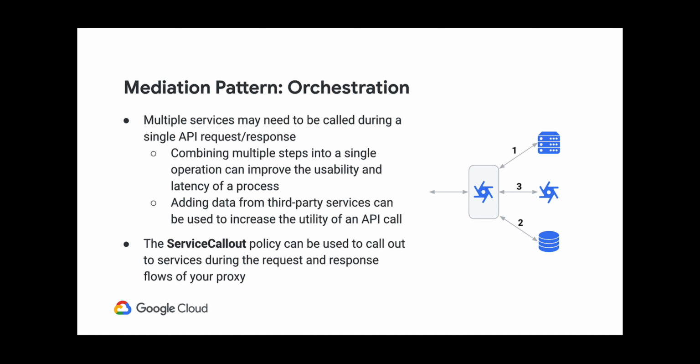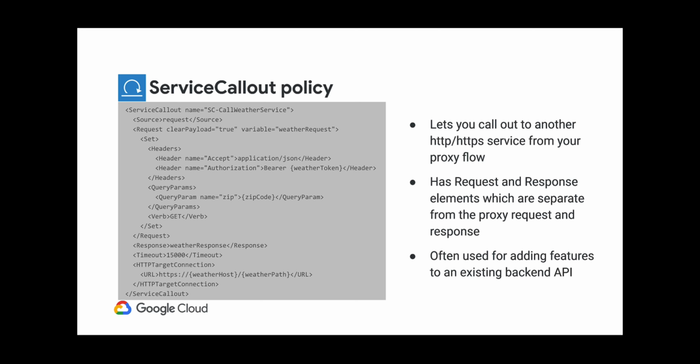Another important mediation pattern is orchestration. This involves calling multiple backend services within a single API request response. So this can improve scalability by combining multiple steps into one operation or by enriching data from third-party services. The service call-out policy obviously can be used to call out to these services during the request and response as well. So again, this helps with enrichment.